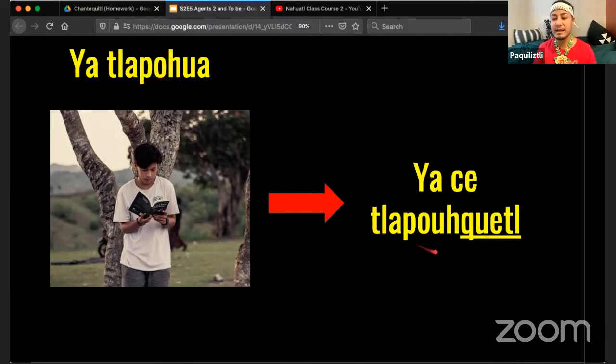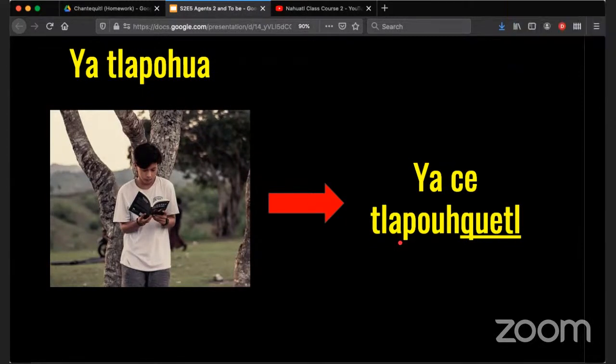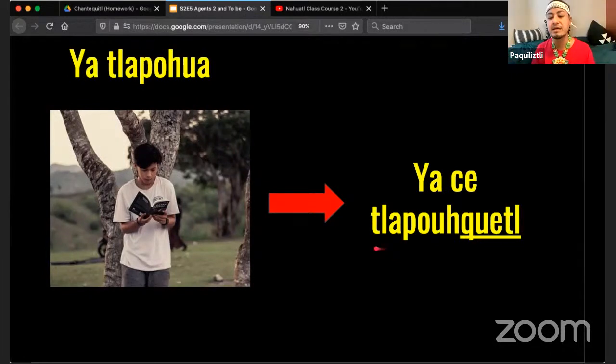We don't say it tlapo, although some varieties might say it that way, although it's falling out of favor. So tlapo is how we would say it in our variety. So tlapohket is how you would say a reader. Se tlapohket, a reader. What are they reading? They're reading tla, reading things. We don't know what they're reading, but obviously it's generally books.